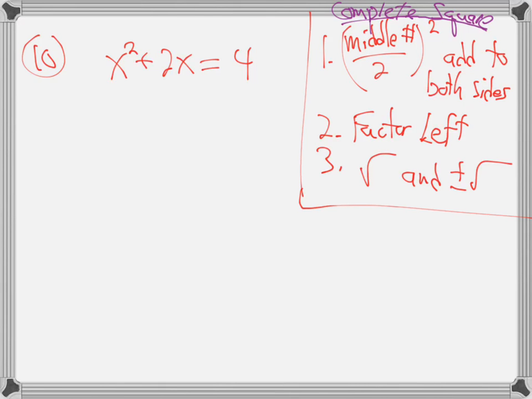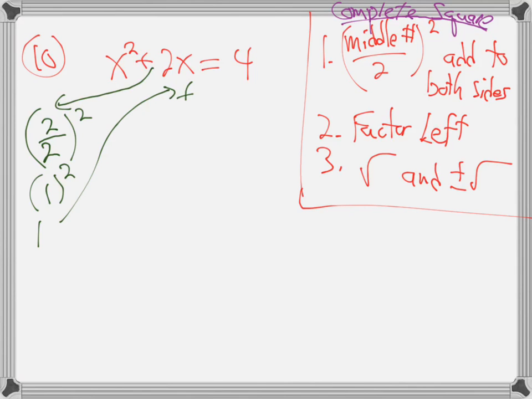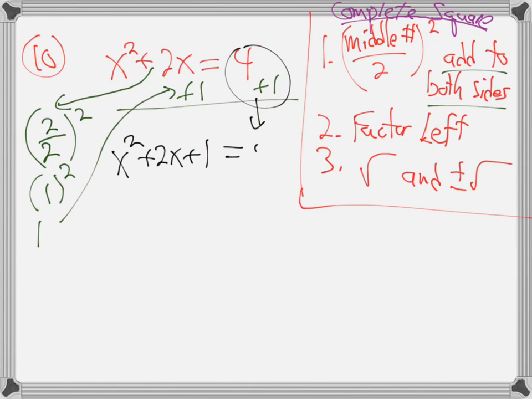All right, here we go. So, middle number over 2 squared, which is just 1 squared, which is just 1. So I'm going to bring it back and add 1 to both sides, right? Add to both sides. All right. So now the left side, x squared plus 2x plus 1. The right side, 4 and 1. It's just 5. We good so far?